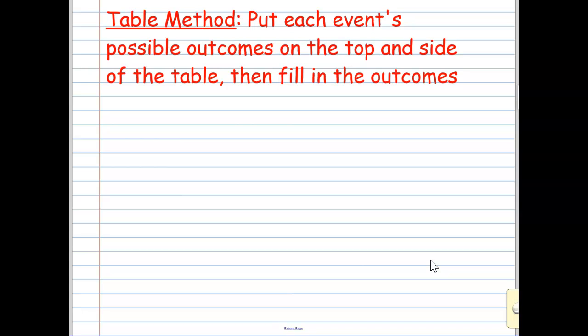Okay, so that was the table method. That's where we put the outcomes on the top and side of the table and we fill in the outcome. So go ahead and hit pause and add this definition to your notes.